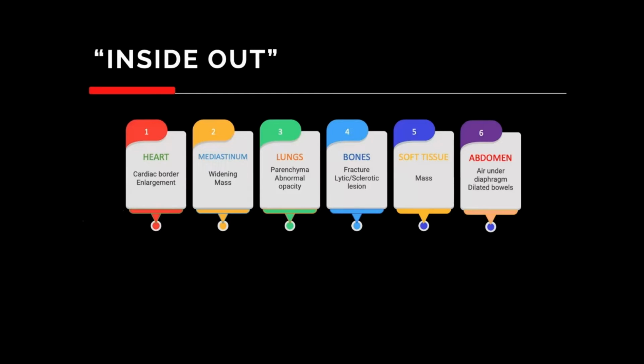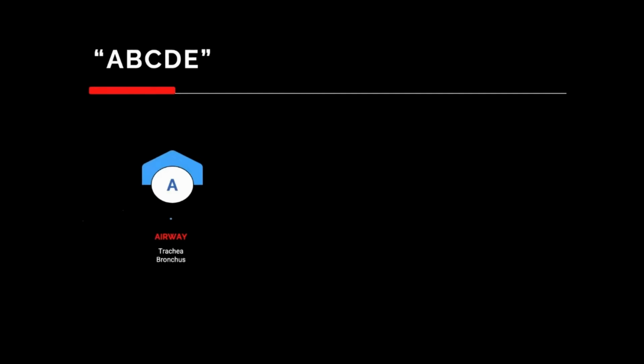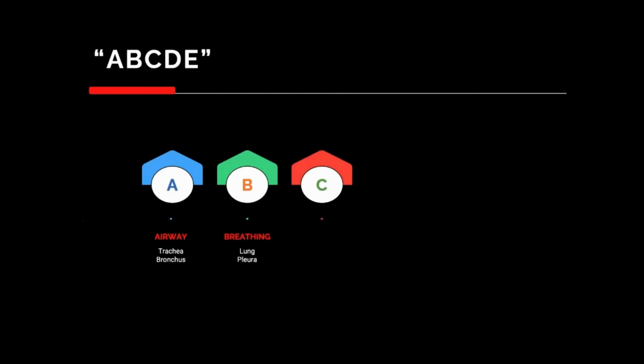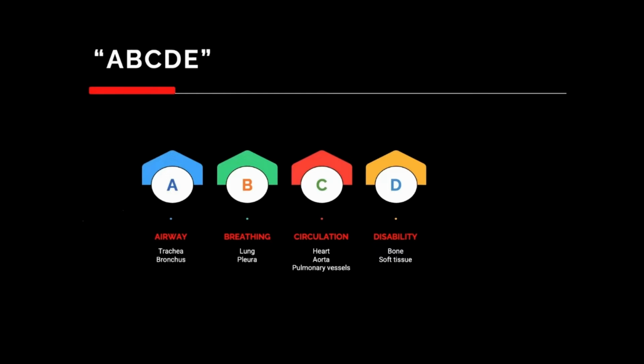Sometimes the chest X-ray, when it includes some part of the abdomen, you can also see the dilated small bowel. So that's actually the clue. Some people are using this system, and I myself also use this system, but some others develop a system as simple as A, B, C, D, E. A for airway, look for the trachea and bronchus. B, look for breathing, lung and pleura. How is the lung and pleura? C, circulation, look for heart, aorta, pulmonary vessel. D, disability, look for the bone, soft tissue, any fracture or any mass in the soft tissue. And E means everything else: foreign body, tubes, and also abdomen.